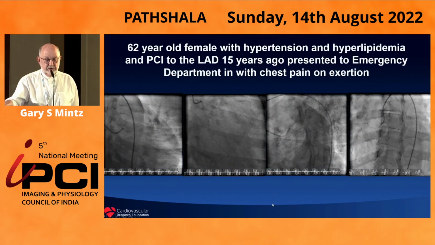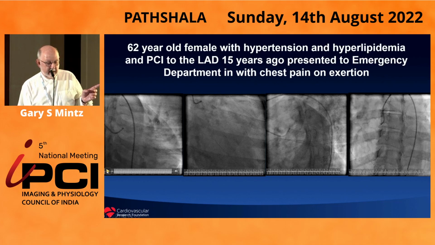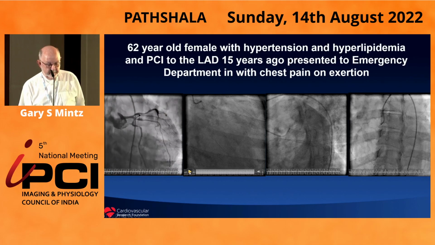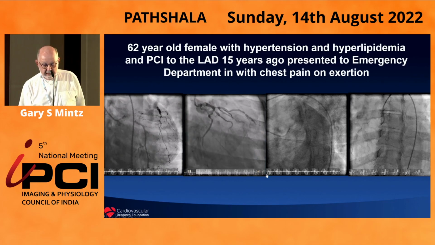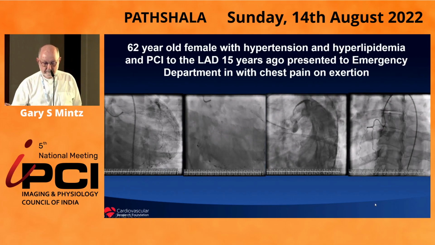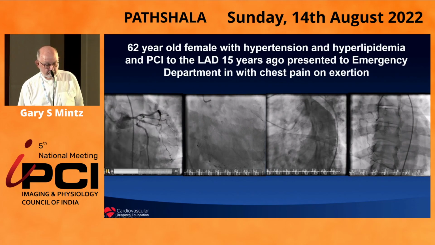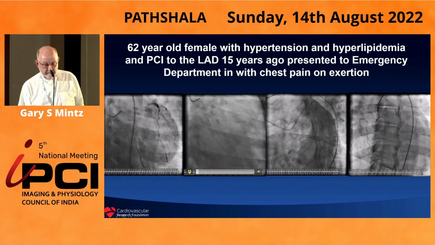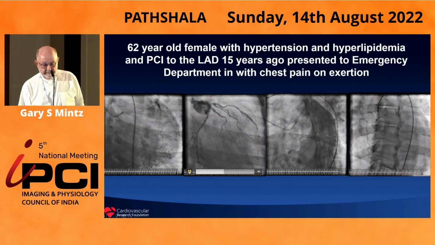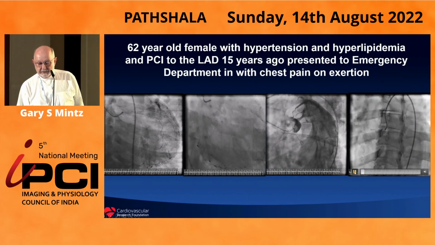So this is a 62-year-old female with hypertension and hyperlipidemia, PCI to the LAD 15 years ago, presents to the emergency department with chest pain, this at an outside hospital, and her ECG looks, and her angiogram looks like this. Show them again. That's the left system. The left system, and a small non-dominant right.